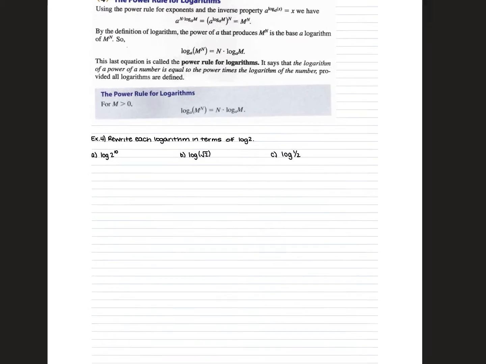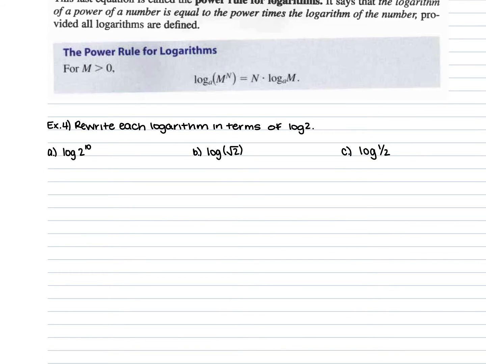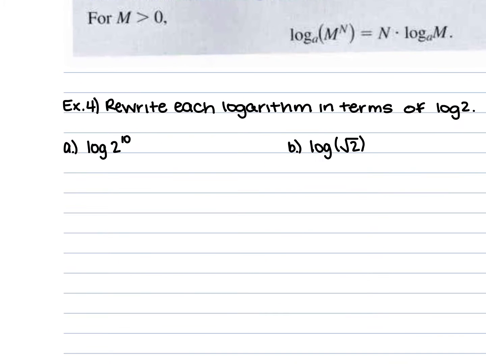For example 4, we're rewriting these in terms of log 2, which means we want the whole thing to be centered around that log 2. So when we look at example A, we have log 2 to the power of 10. Now, when you have a log with a base raised to the power of 10, that power has to go in front of that log. So this is going to be 10 times log 2. This is your answer for this one.